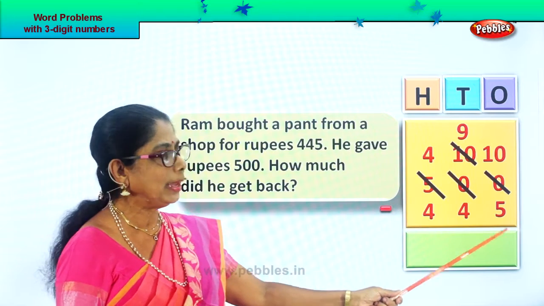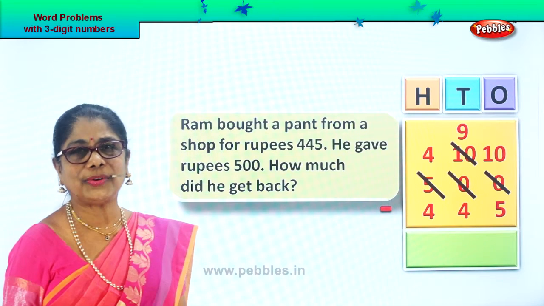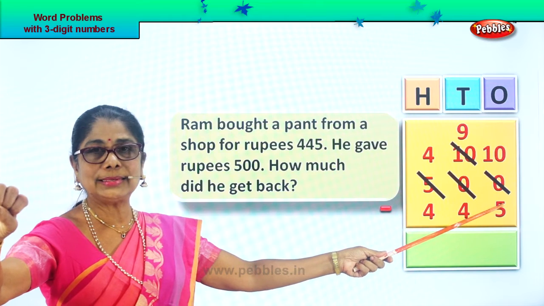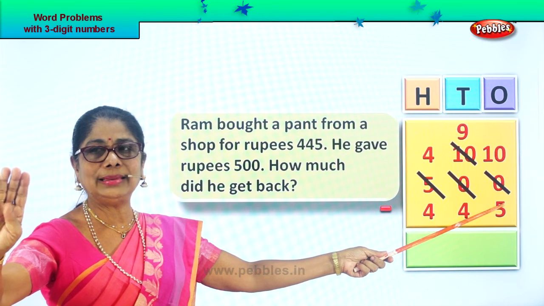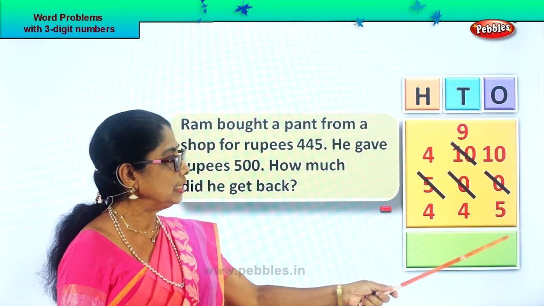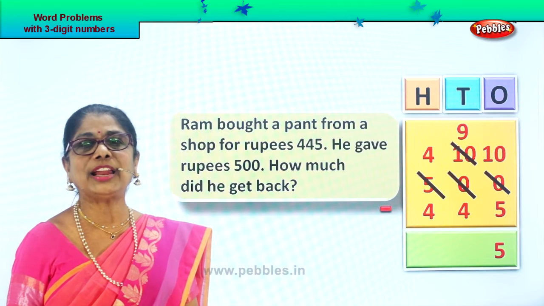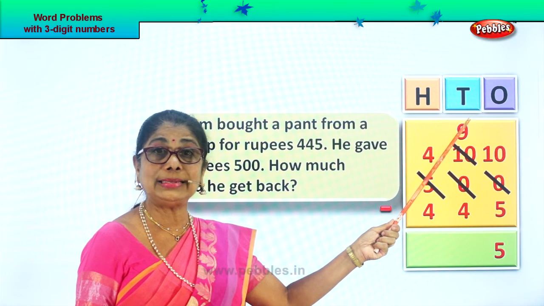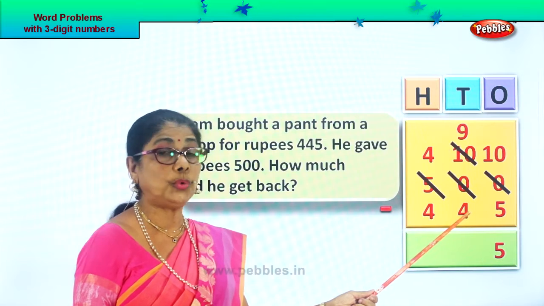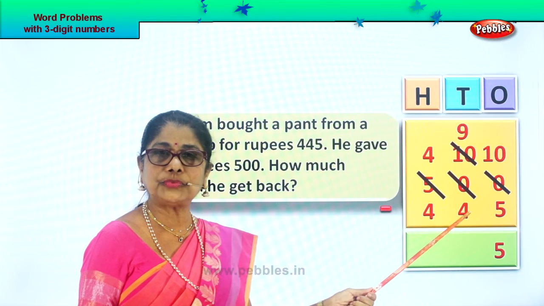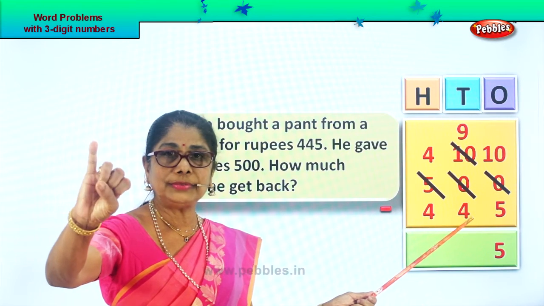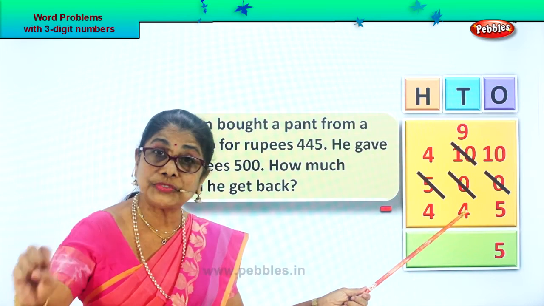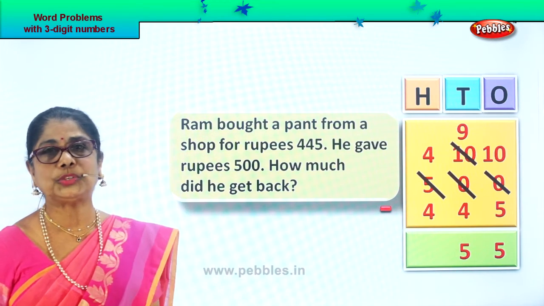From 10 ones, you minus 5. 10 minus 5. After 5: 6, 7, 8, 9, 10. So 10 minus 5 is 5. So we write 5 in the ones place. Here you have 9 tens minus 4. 9 minus 4. After 4: 5, 6, 7, 8, 9. 9 minus 4 is 5. So we write 5 in the tens place.